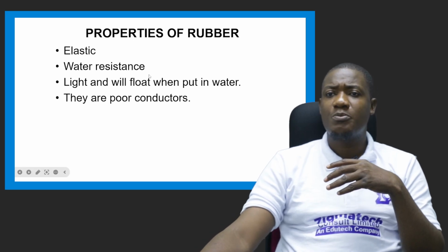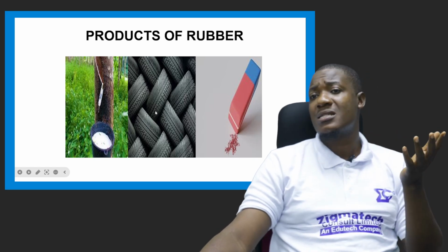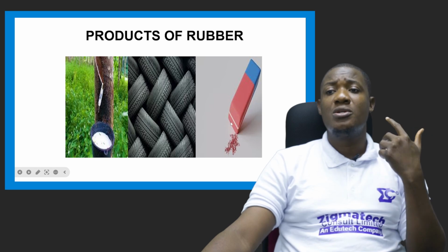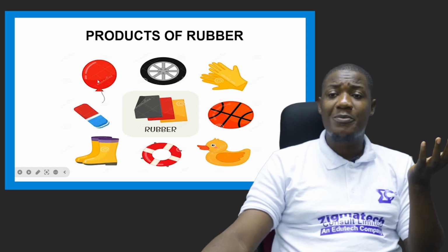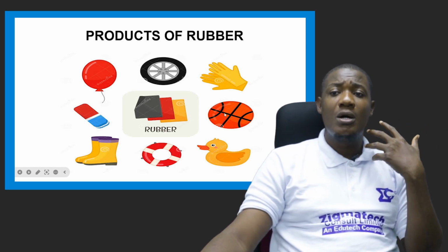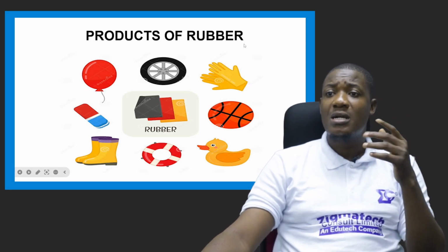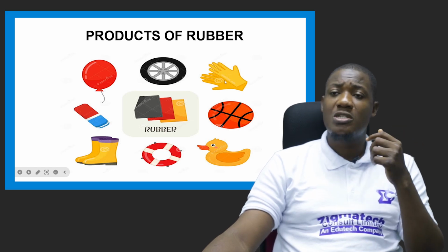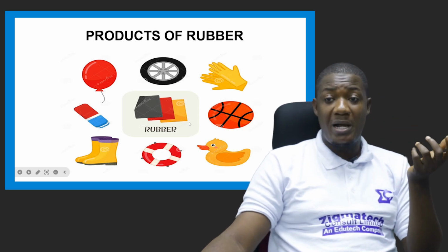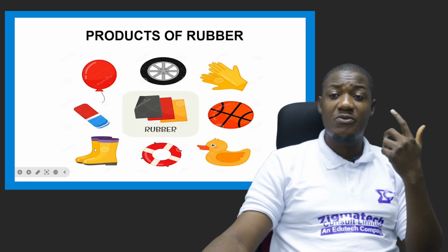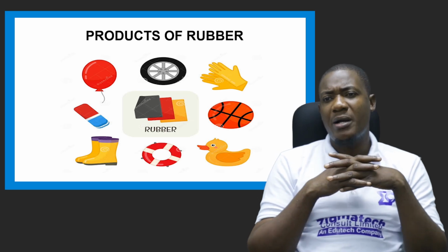We have different products of rubber. The car tires, they are produced from rubber. The eraser, they are products of rubber. The balloon, they are products of rubber. We have the dampers in cars, the damper rubbers. This glove here, used specifically by electricians, they are all products of rubber. Football is from rubber, you know. This boot you're seeing is from rubber. We have so many products of rubber.